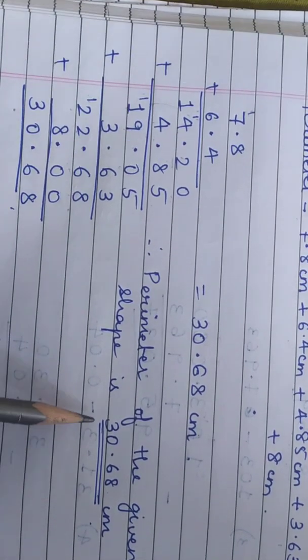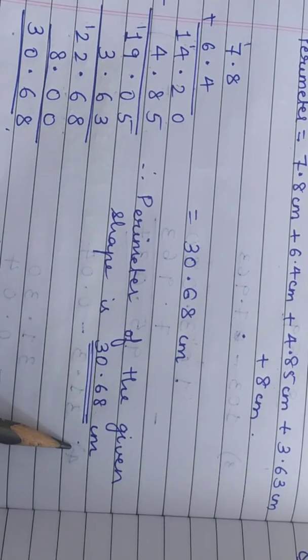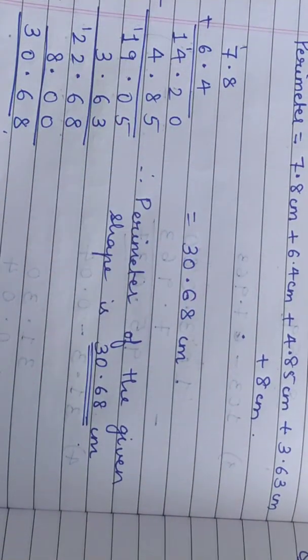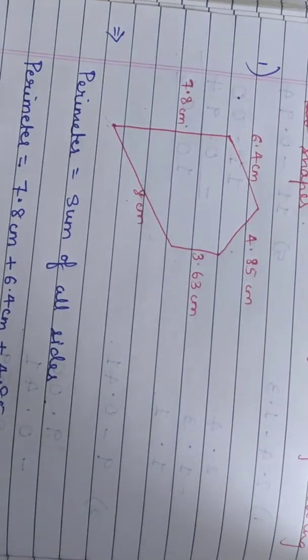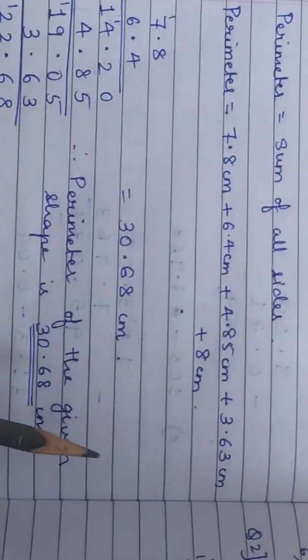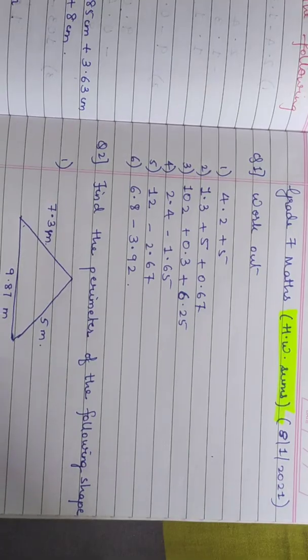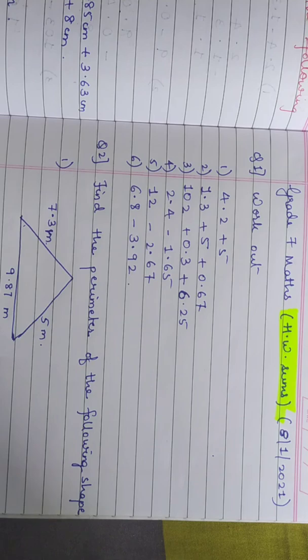So the perimeter of the given shape is 30.68 centimeters. The total perimeter, that means the boundary of this figure, the total boundary of this figure measures 30.68 centimeters. Now that is it. We have completed exercise 10B.